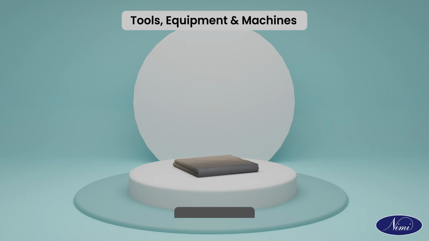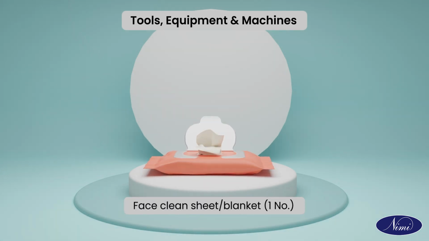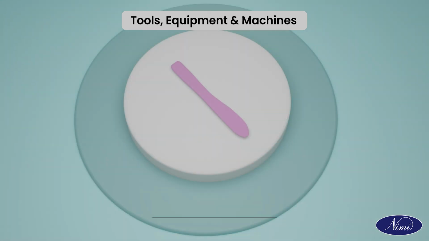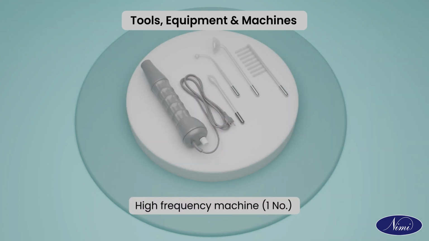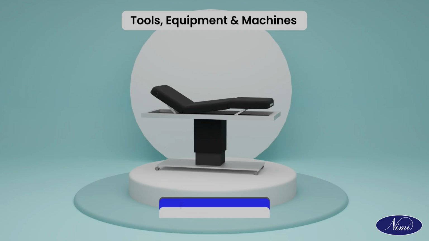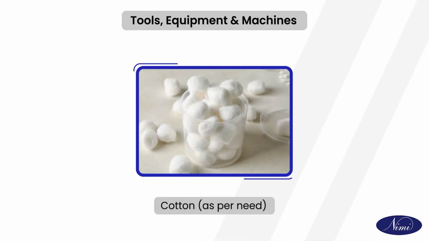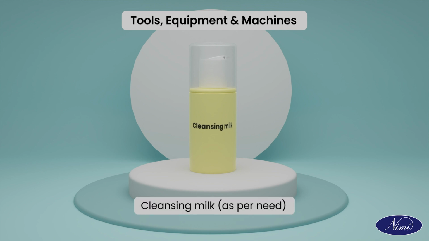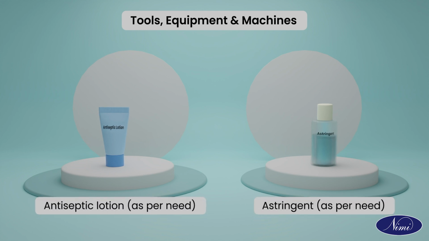scalp analysis. The tools, equipment, and machines required are 1 towel, 1 plastic or glass bowl, 1 face clean sheet or blanket, 1 plastic spatula, 1 high frequency machine, 1 facial bed, cotton as per need, cleansing milk as per need, disposable towel or tissue as per need, antiseptic lotion or astringent as per need.